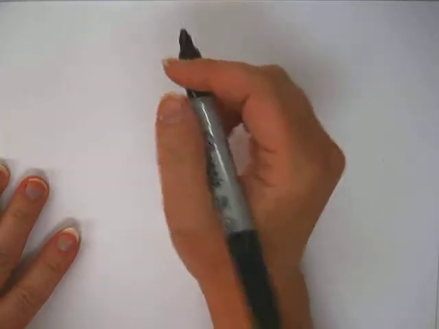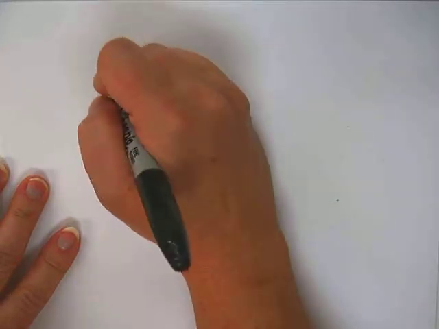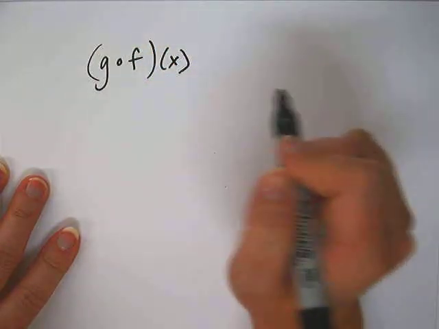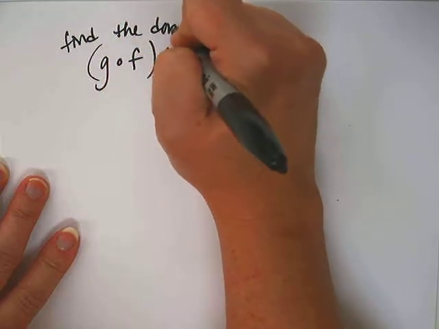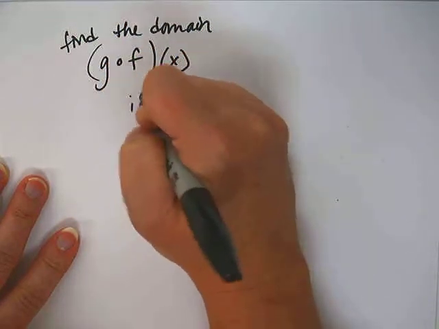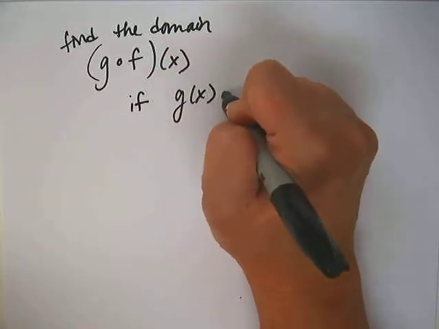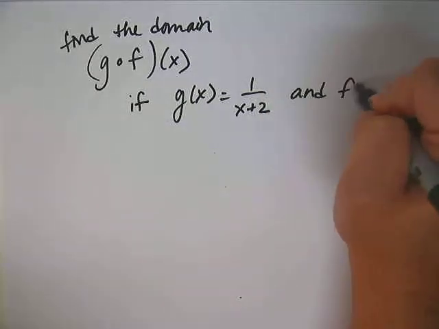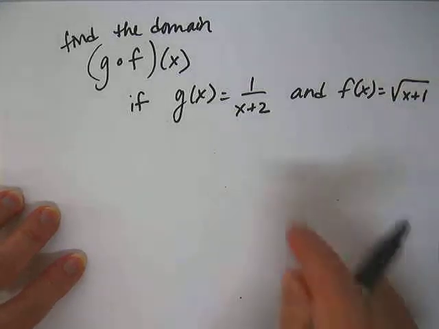Let's do one more example of finding the domain of a composite function. Just for fun, let's turn things around. Find the domain if g of x equals 1 over x plus 2 and f of x equals the square root of x plus 1.